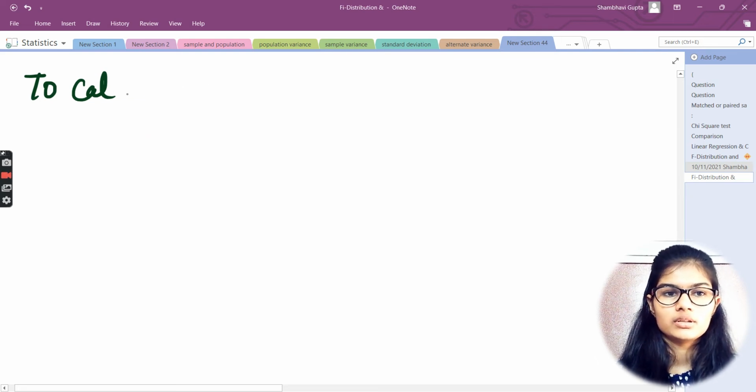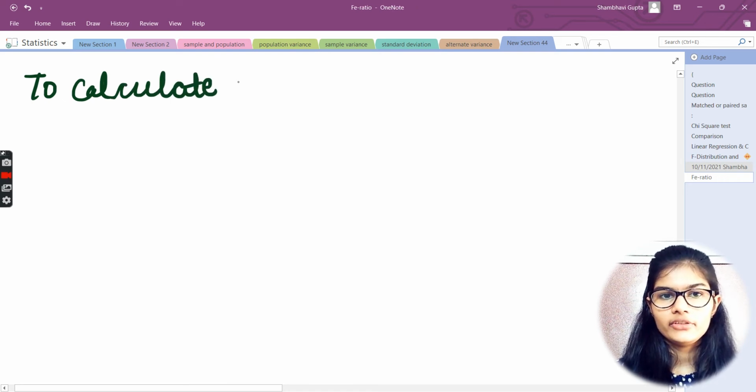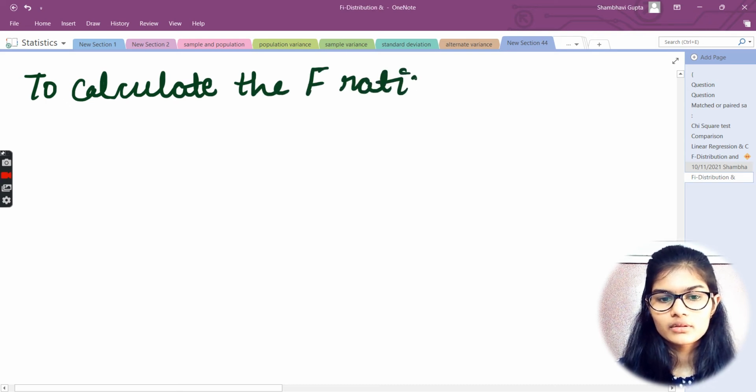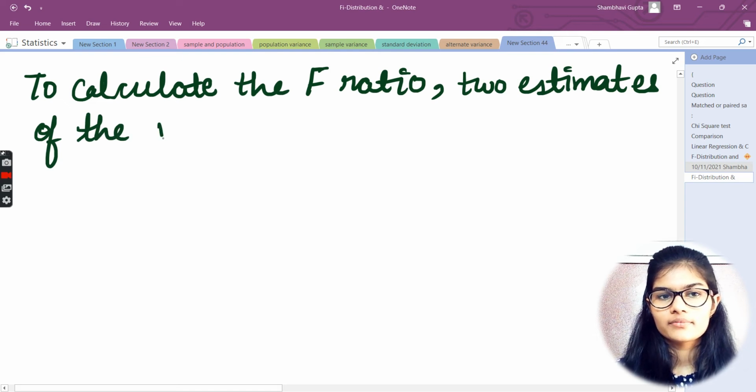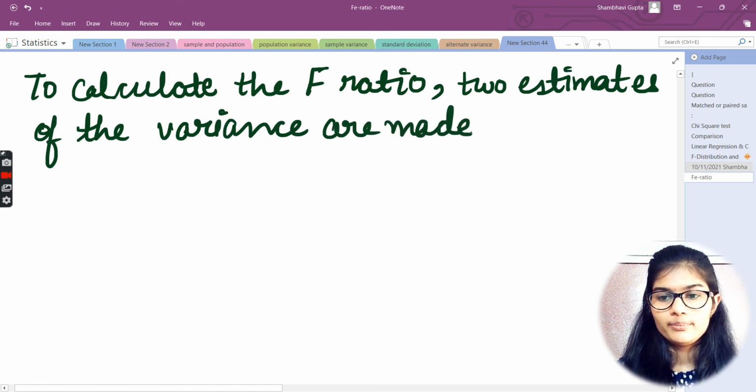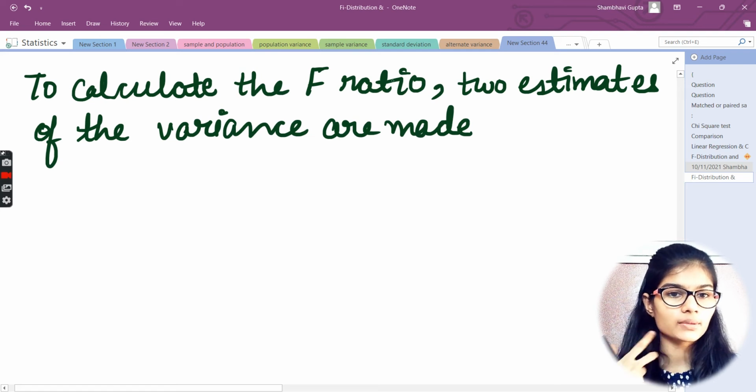To calculate the F ratio, two estimates of the variance are made. So to calculate the F ratio, two estimates of the variances are made.